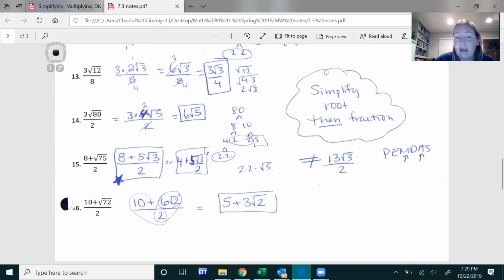That's not as friendly, although it is equivalent. This is the nicer way of writing it, because 8 and 5, the coefficients of the terms, don't both go into 2 evenly. We just leave it like that.